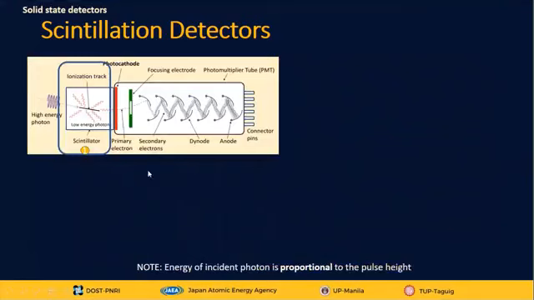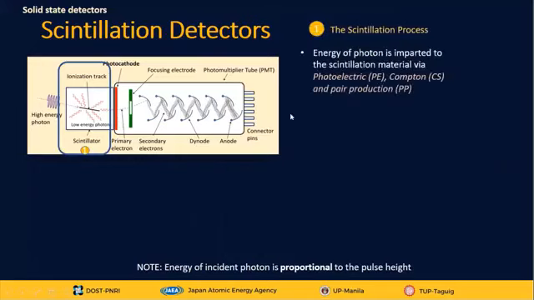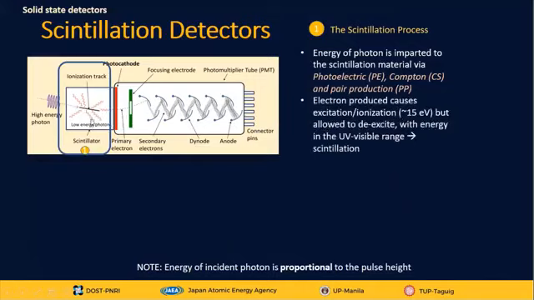In this scintillation detector, note that the energy of the incident photon is proportional to the pulse height. The first step is the production of light, or the scintillation process. The energy of the photon is imparted to the scintillant, or the scintillation material, via photoelectric, Compton, and pair production. They have the ionization track, and the electron produced causes excitation or ionization, and then the energy is in the UV to visible range. This is what we call the scintillation part.